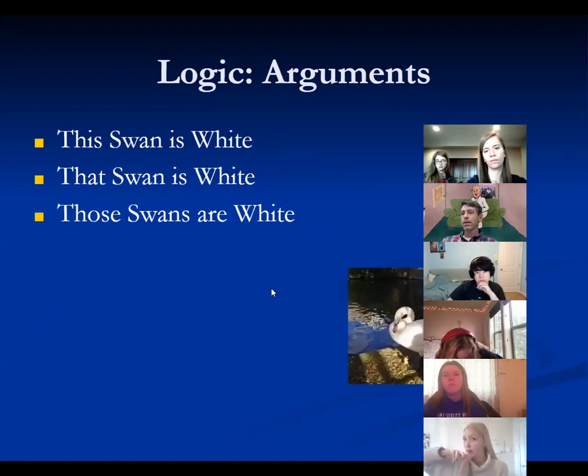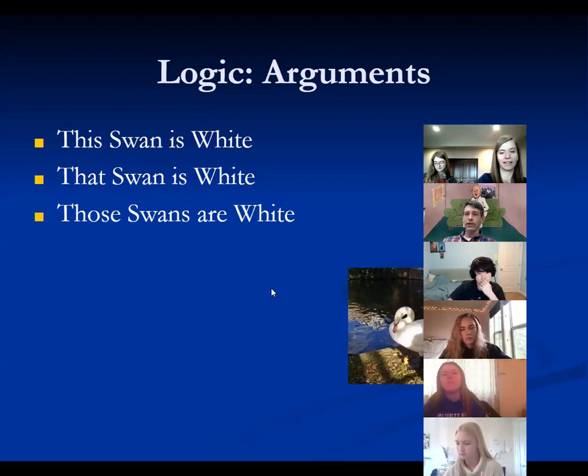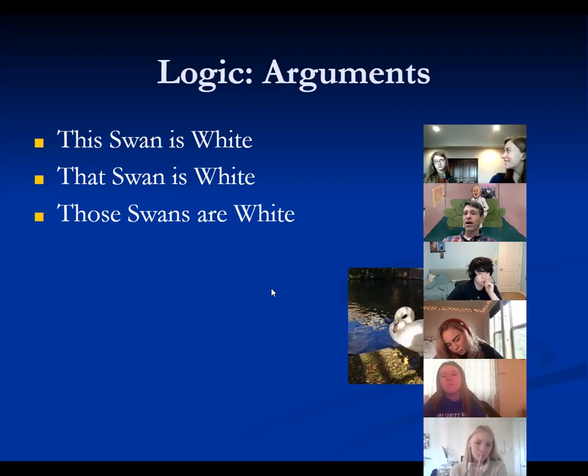Okay. Now here is an argument that you might notice is not quite as robust or convincing, potentially, as some of the previous ones that we've looked at. This swan is white. That swan over there, white. Those swans, also white. What is a conclusion that one might draw by looking at all those darn white swans? Somebody else.